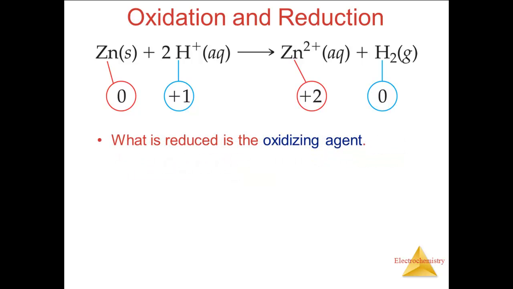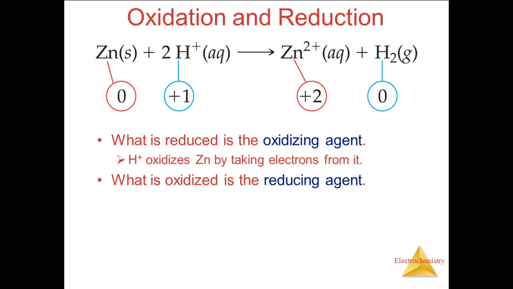The species that contains the atom that is reduced is called the oxidizing agent. In this case, it is the H+. The species that contains the atom that is oxidized is called the reducing agent. In this case, that is the zinc metal.